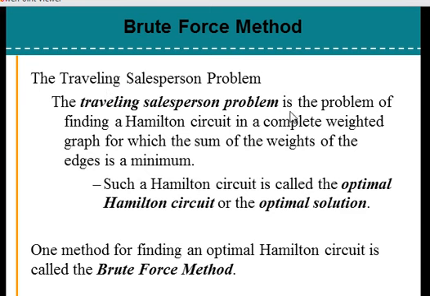The traveling salesman problem is the problem of finding a Hamilton circuit in a complete weighted graph for which the sum of the weights of the edges is a minimum. Such a Hamilton circuit is called the optimal Hamilton circuit, or the optimal solution. So that's what we're looking for, the optimal solution, which is the minimum solution. Our method of finding an optimal Hamilton circuit is called the brute force method.